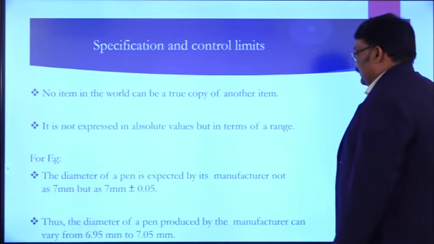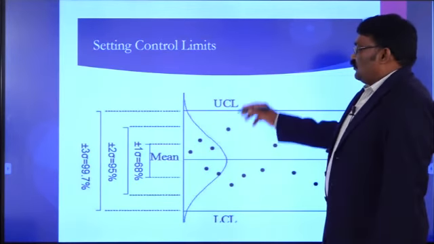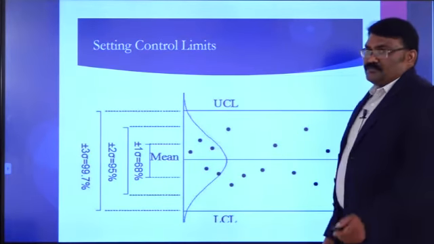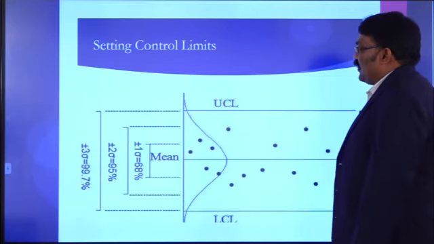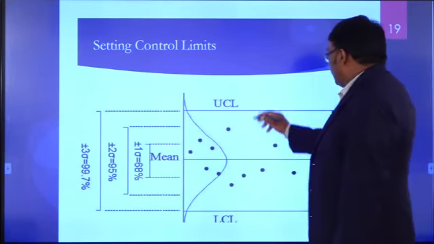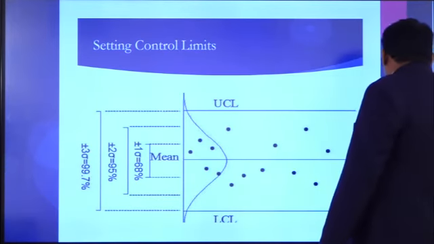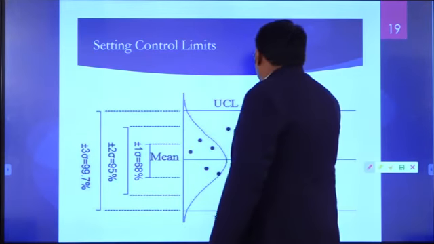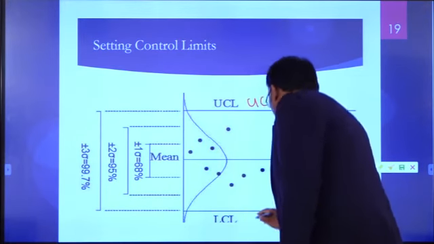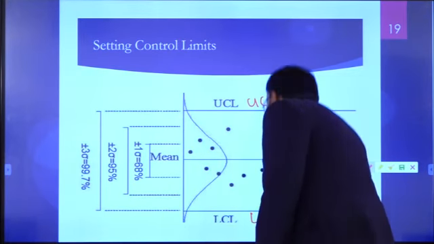Okay. Now, to understand the control limits, how we have been setting the control limits. The upper control limit is defined here. This is the upper control limit and this is the lower control limit.